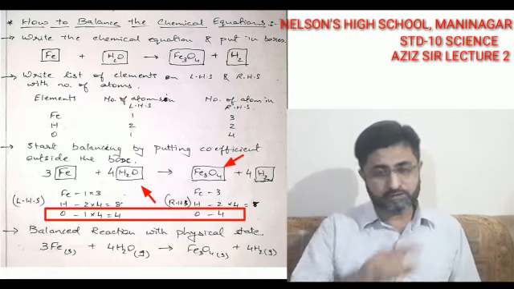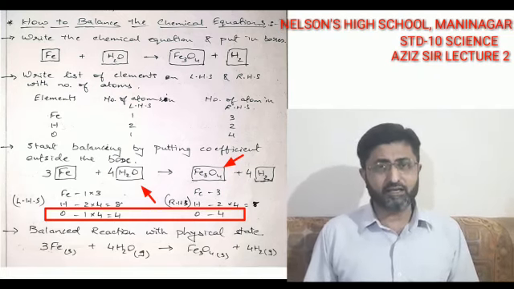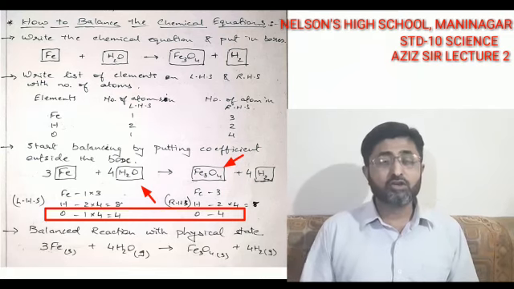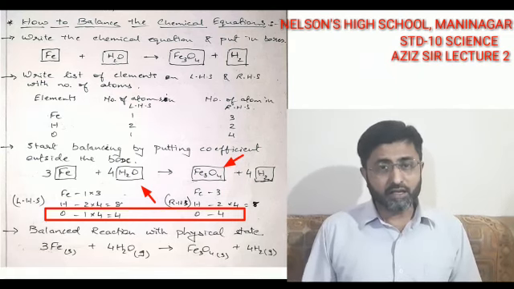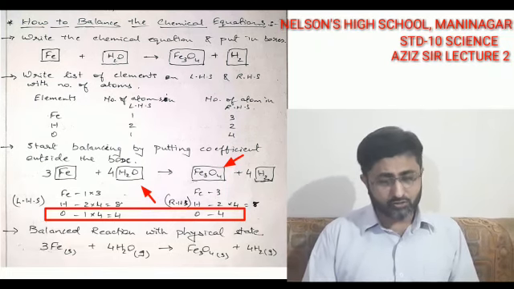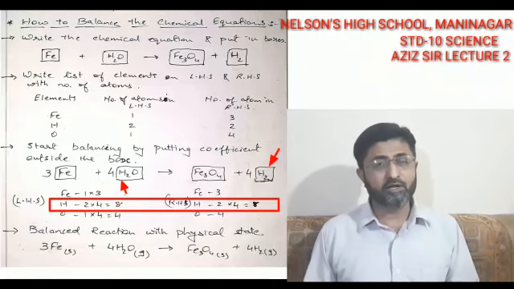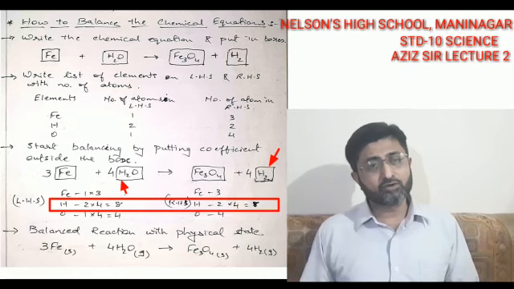You put the coefficient on the left hand side of this particular box. In the same way, on the left hand side of this box you are going to put 4 in front of H2O. As you put 4 for H2O, this 4 is going to be applicable for hydrogen also. Now, there were 2 hydrogen on the left hand side, so it will be multiplied by 4 and it is going to turn 8.